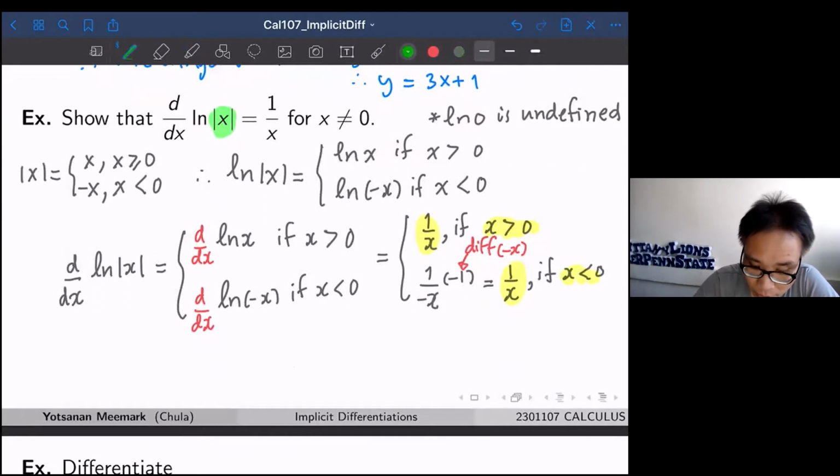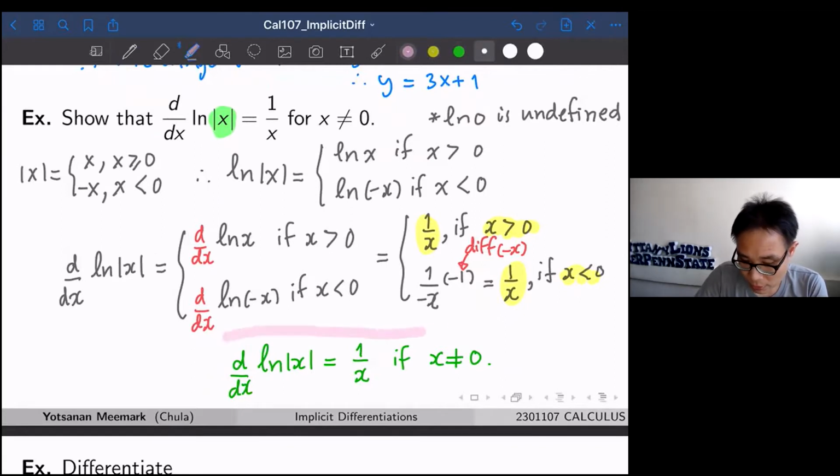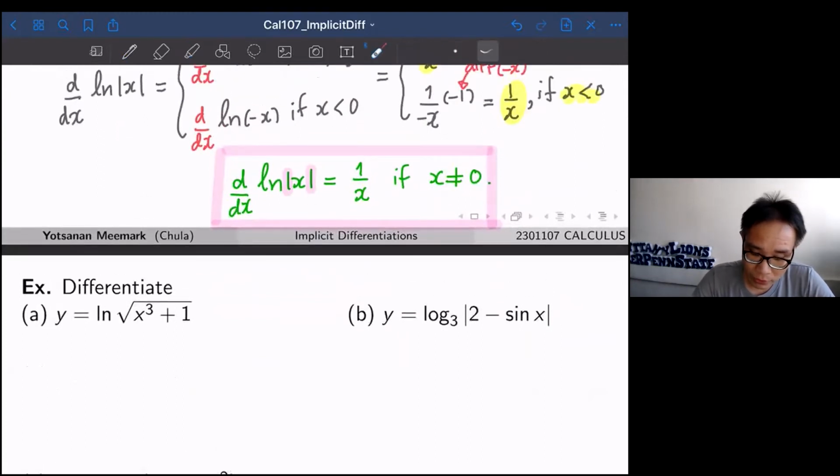So in this case, we may conclude that d/dx of log of the absolute value of x turns out to be just 1/x, and the condition is that x cannot be 0 because log 0 is not defined. So you're going to have this one for the formula. Let me box this one. This one is important, and we're going to use it quite a lot. The derivative of log absolute value of x is 1/x. The thing to emphasize is that we have an absolute value, but after you differentiate, you don't get an absolute value. The derivative of log absolute x is just 1/x without absolute value.